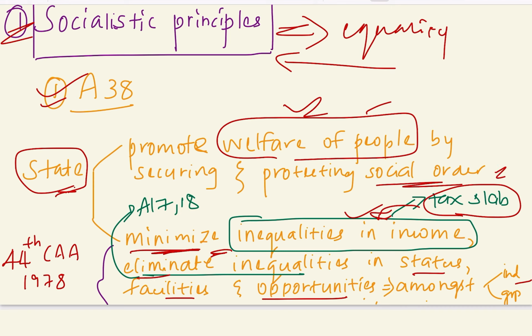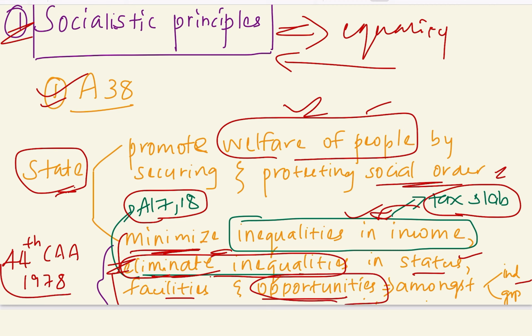And also it is saying eliminate the inequalities in status. That means there has to be equality in the society, right? This elimination of inequalities in status is similar to our right to equality. And also Articles 17 and 18 are aiming to promote equality in our society, and even DPSP is aiming for it. This second part, that is minimizing inequalities in income and eliminating inequalities in status, facilities and opportunities, was added by the 44th Constitutional Amendment Act of 1978.